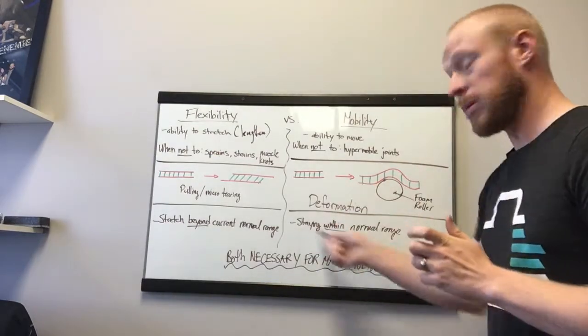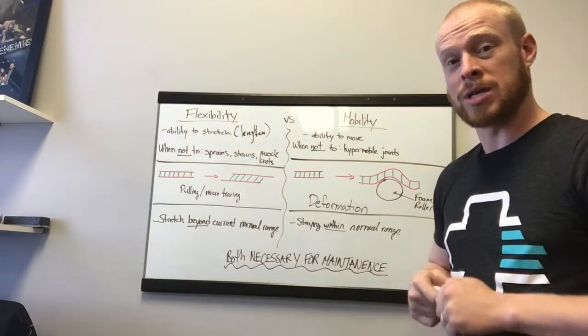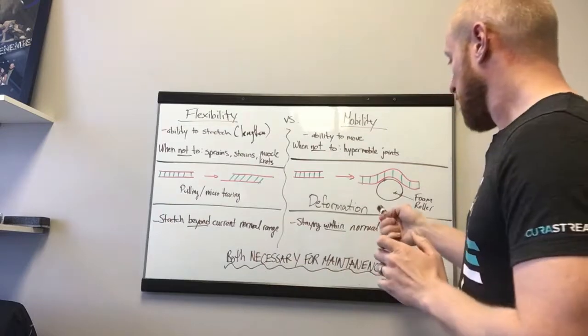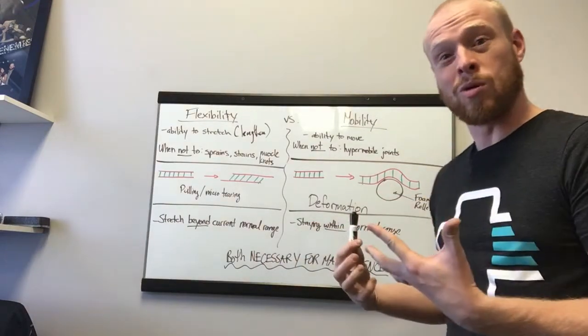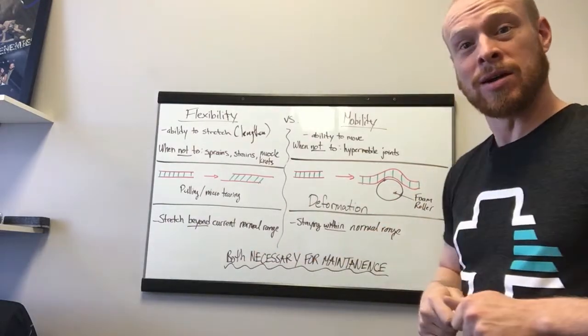So we focus on a bit more of a deformation, especially with an object. There's other mobility exercises as well where we move and focus more on the joints. Now, the mobility is staying within the normal range, but making that normal range move more freely. Both are necessary for maintenance.